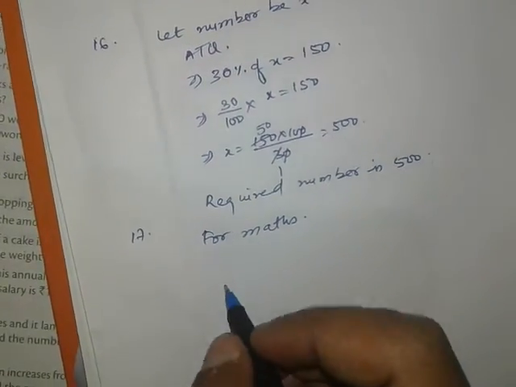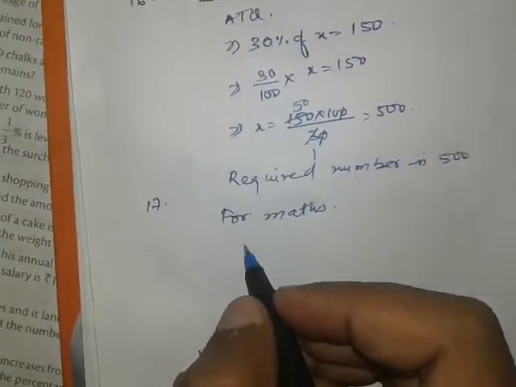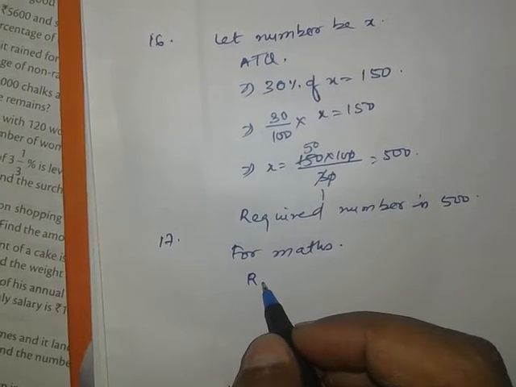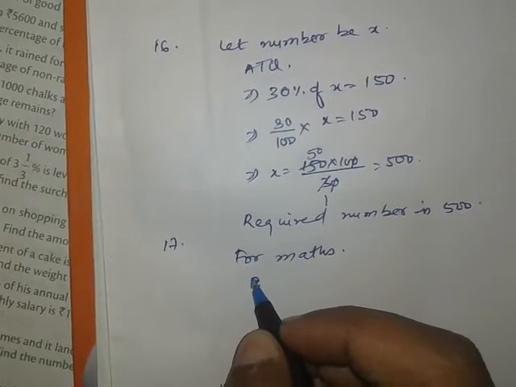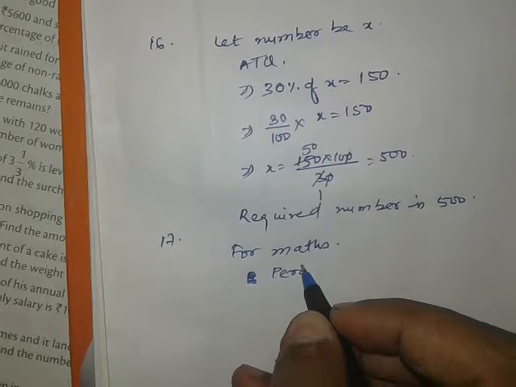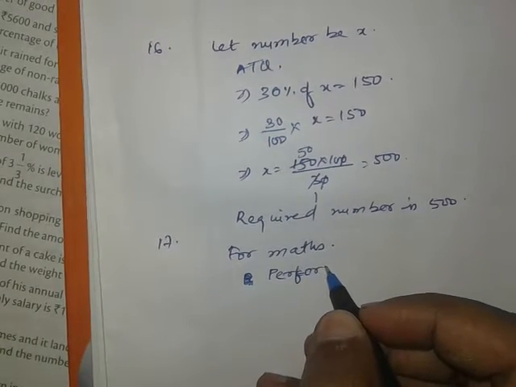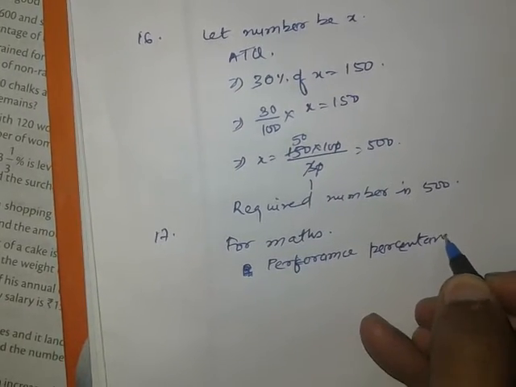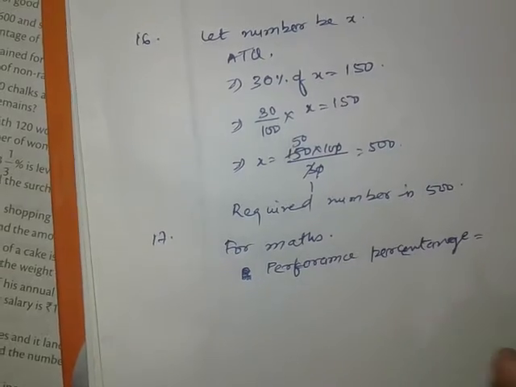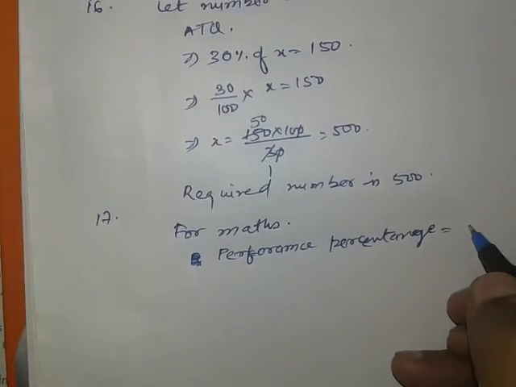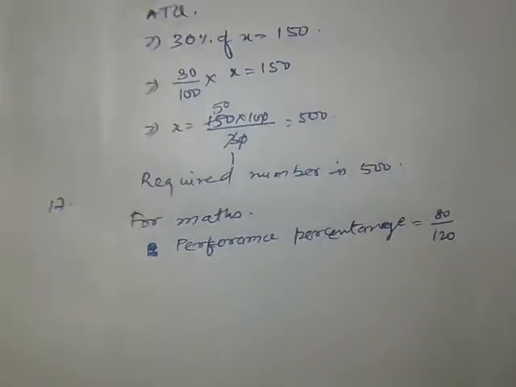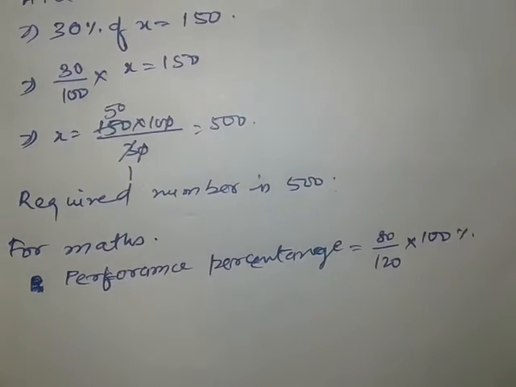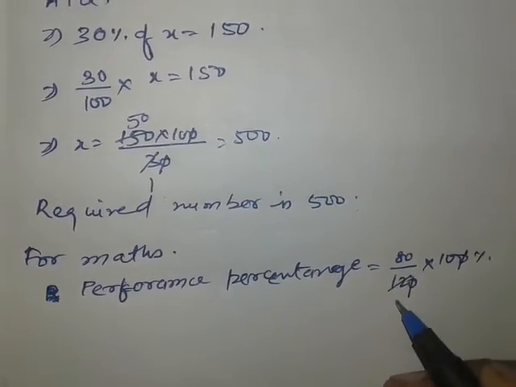For maths, you can write performance percentage, or distinction percentage. Performance is a word problem term; you can use a proper word for writing your sentence. So I use performance percentage: 80 out of 120, and we have to find the percentage of it. So we multiply it by 100 and give the percentage sign. First of all, we cut 0 and 0.